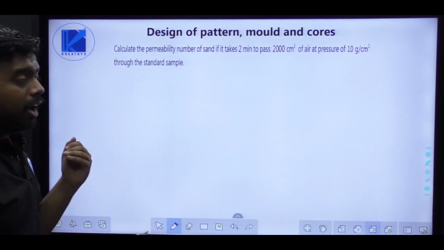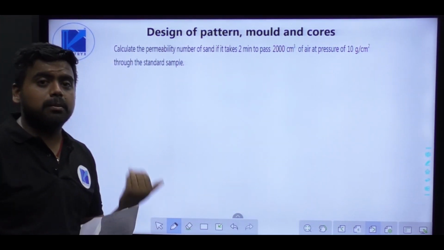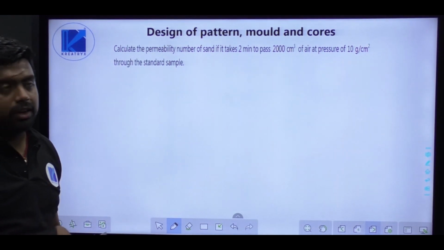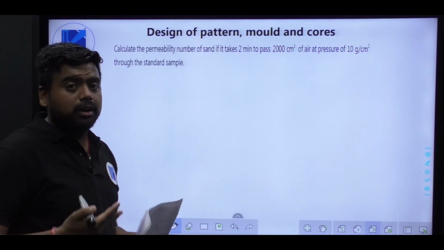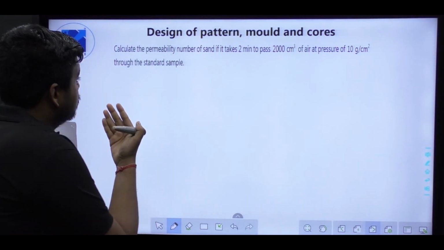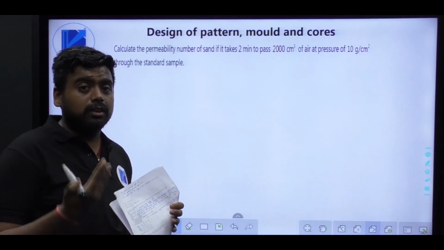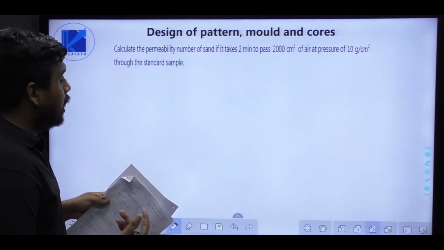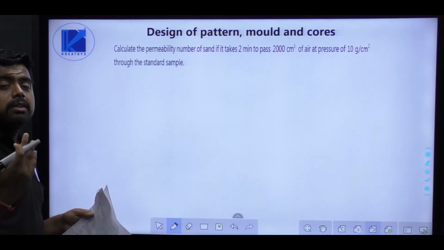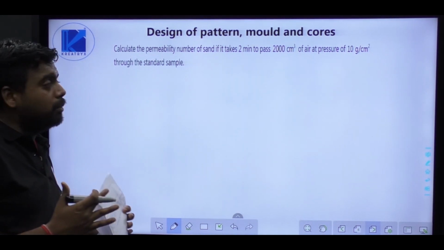So I have talked about the design of riser, placement of riser, solidification time of riser. Now we will move from riser to another important concept of sand. What is that? That is molding sand, which is the most important thing involved in casting. As we know, green sand molds are basically used for casting purposes.